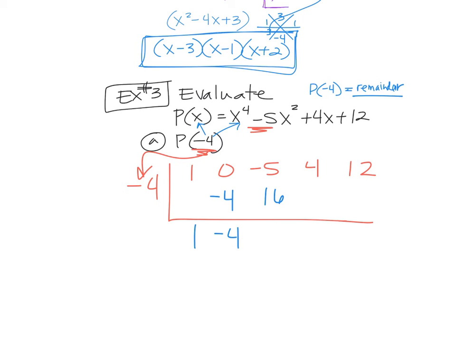Because in this setup, it's x to the fourth plus 0x to the third. They don't have an x to the third term, so you have to put a 0 in for that.